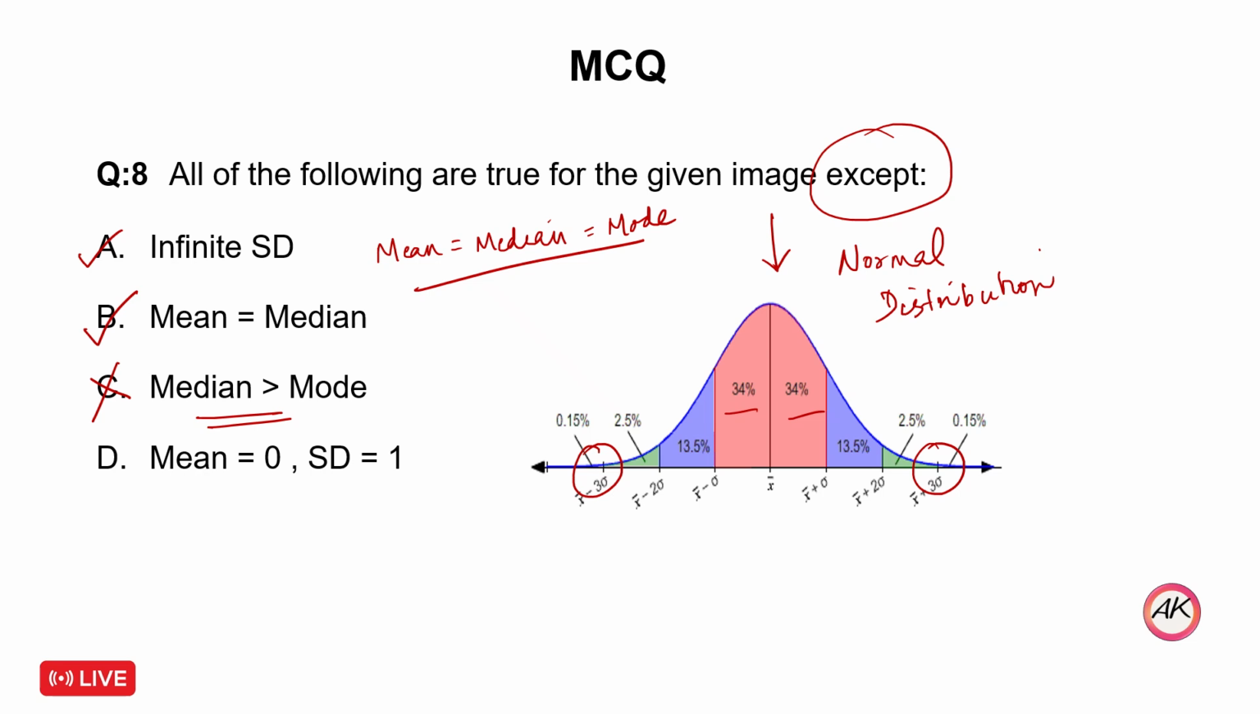Option D, mean is equal to 0 and standard deviation is equal to 1. In a normal distribution, if mean is equal to 0, we have 50% of observations on either side of the mean, which means 0.5 standard deviation on either side of the mean. So total standard deviation will be equal to 1. So option D is also correct. So the answer to this question is option C, median greater than mode. With this, I'll conclude the discussion on normal distribution.